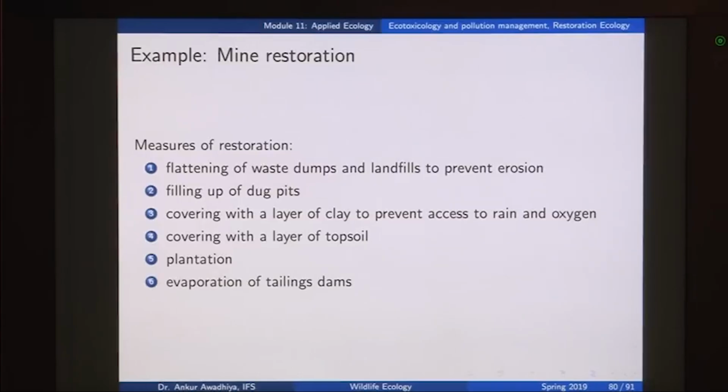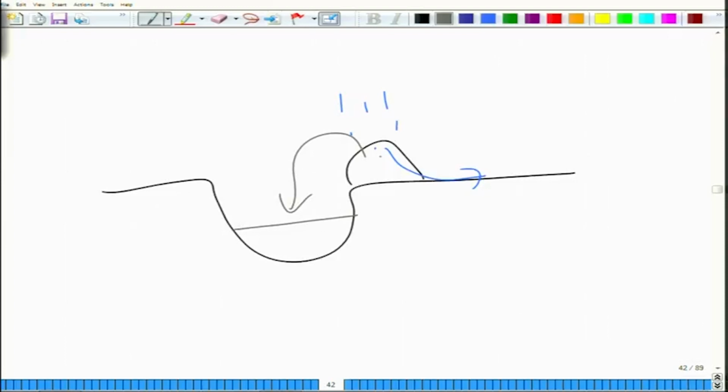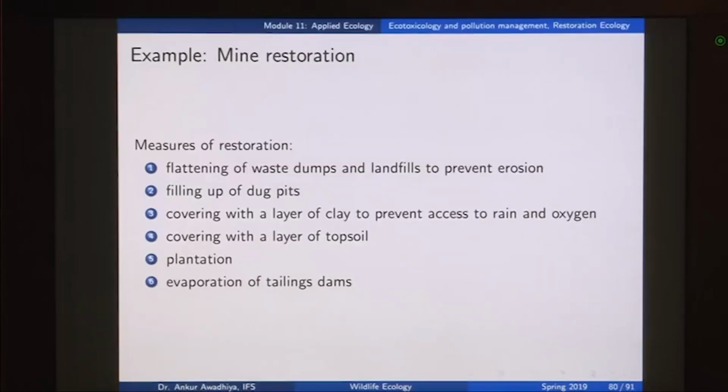So, in this case, if you have this area and here you have a big waste pool, then if there is any amount of rain, it will be easier for rain to take these sediments away through erosion. But if you flatten it out, so you put all of this gunk inside, then all of it comes here and this portion is gone. So, now the amount of erosion will be much less. Or you cover it with a layer of clay to prevent access to rain and oxygen, or you cover it with a layer of topsoil, do some plantation activities, or perform some evaporation of the tailings dams.